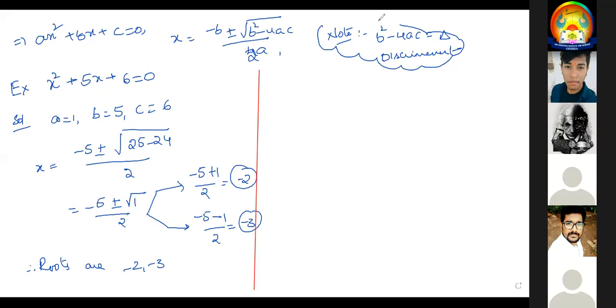Now another example: x square plus x plus 1 equal to 0. You remember at that time, when we were doing the factorization method, we said there is no real root. But we don't know how to calculate the other roots. If it is not real, then it is called imaginary.